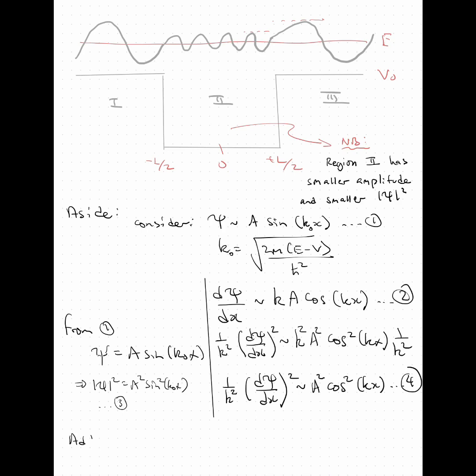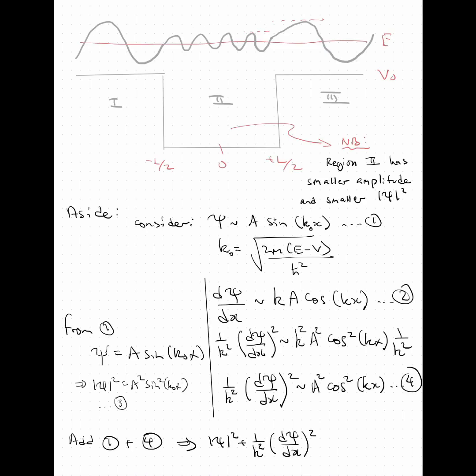Let's add equation 1 and equation 4 and get the following. Sine squared plus 1 over k squared, d psi dx squared. And that goes like b squared sine squared kx. Well, I think I'm dropping my k naught. I'll go back and I'll fix it.